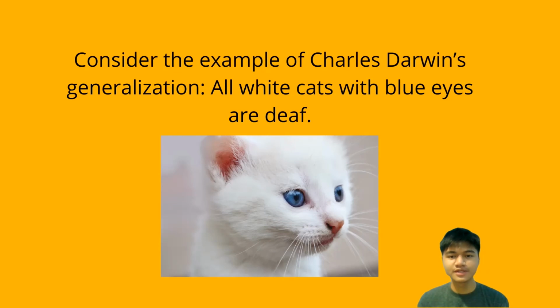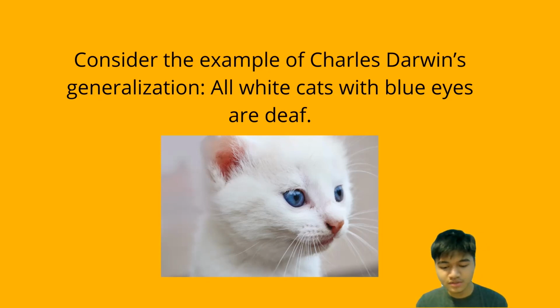So let us consider the example of Charles Darwin's generalization: all white cats with blue eyes are deaf. This generalization doesn't fully satisfy the requirements of the three tests. We have not been informed about the total population of white cats with blue eyes in the whole world, and we do not know how many samples were taken. We also do not know about the varieties of time, places, and circumstances of Darwin's observations that became the basis of the universal claim.